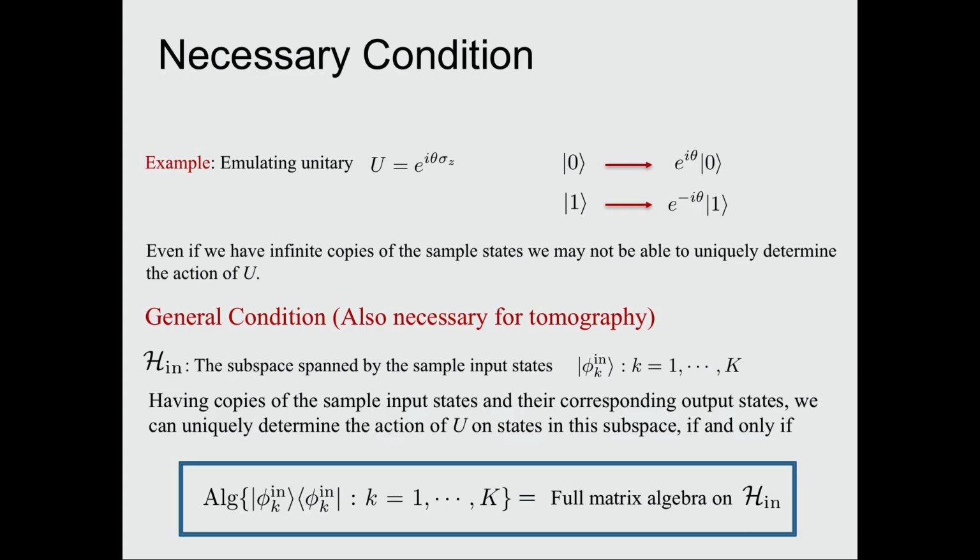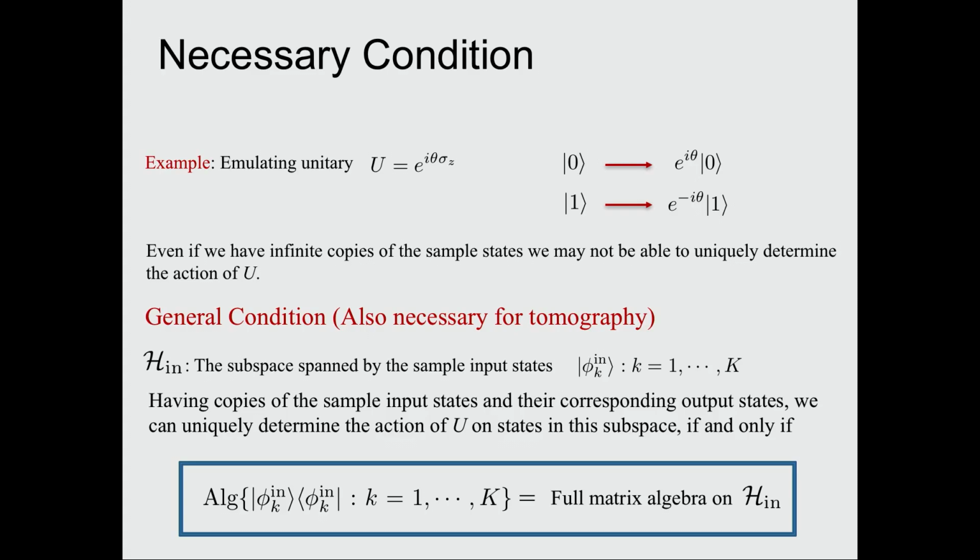So let's remember again, H in is the subspace spanned by the sample input states. And then you can show that, having copies of the sample input states and their corresponding output states, we can uniquely determine the action of U on states in the subspace H in if and only if this condition is satisfied. The algebra generated by the projectors to these input states should be the full matrix algebra on this input subspace. And by algebra, I mean just polynomials which are formed from these projectors. And the claim is that this condition is the necessary and sufficient condition.